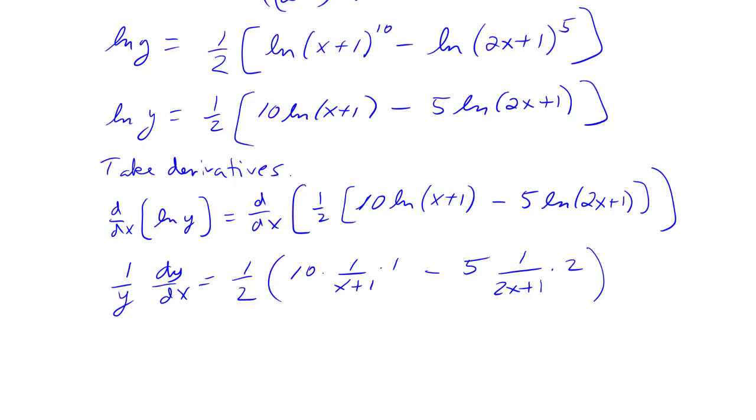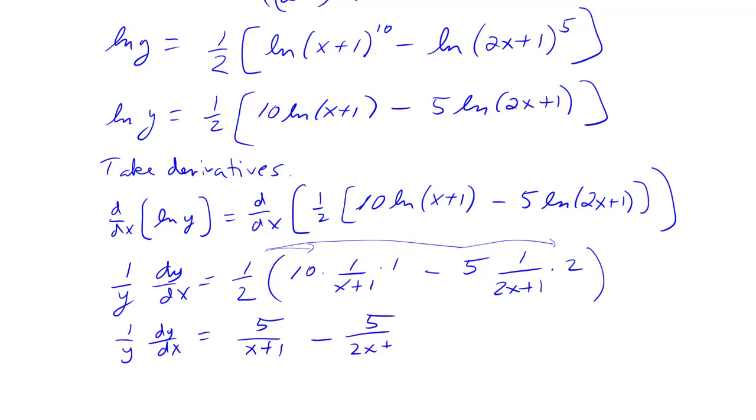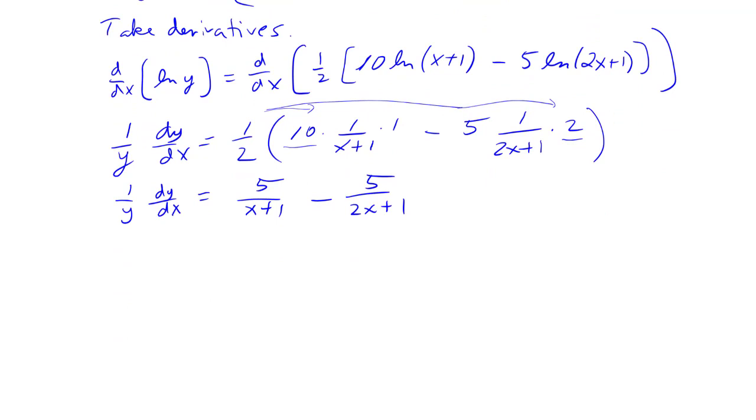All right, so let's clean this up a bit. 1 over y dy dx is, now I could multiply this 1/2 in, because it's going to reduce with the 10 and cancel out the 2. So I'm going to get 5 over x plus 1 minus 5 over 2x plus 1 after the 1/2 reduces with the 10 and cancels the 2 over there. Okay, so now the last thing I need to do is I need to get this y to the other side, and the truth is I could factor out a 5 here. So I have a 5, the y, 1 over x plus 1 minus 1 over 2x plus 1.